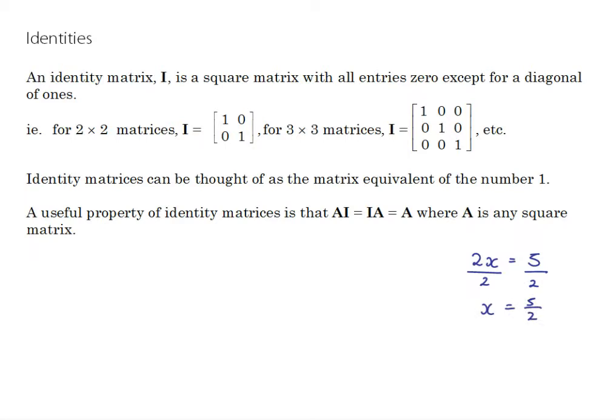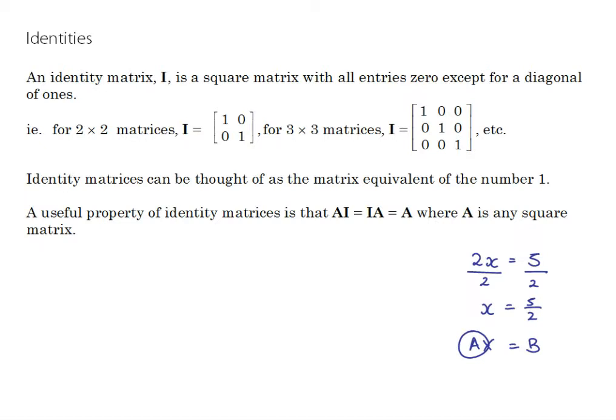Now if we're dealing with a matrix equation where A, X and B are all matrices, we can't divide. So what we need instead is another way to eliminate this A from here, to undo multiplying by A. And that's where the inverse of matrix A comes in.